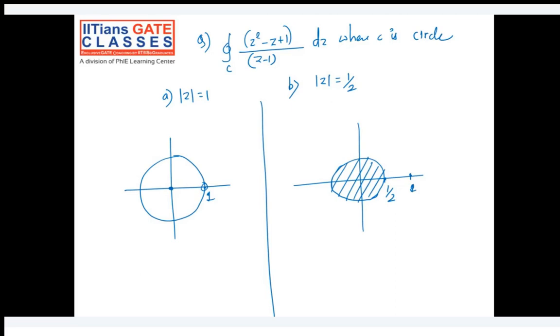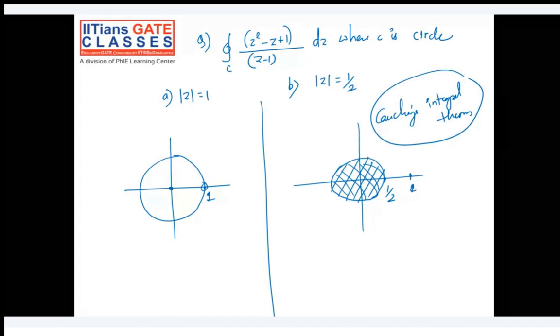So in which case will you apply Cauchy's integral formula? In which case will you apply Cauchy's integral theorem? If you focus on the region here, you will use Cauchy's integral theorem. What does Cauchy's integral theorem say? If a function f of z is analytic at every point within and on a simple closed curve C, then the integration over the closed curve C of f of z dz is 0.